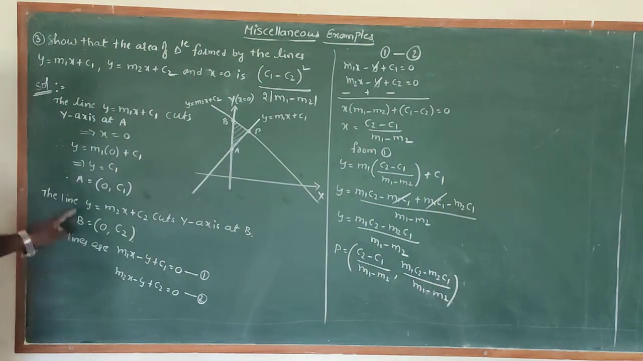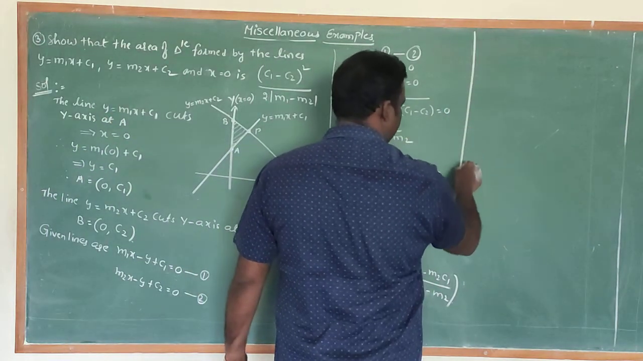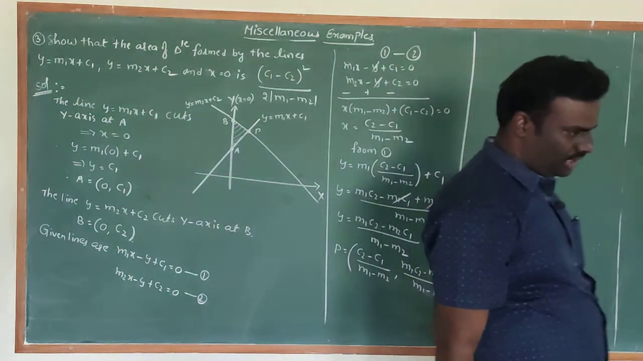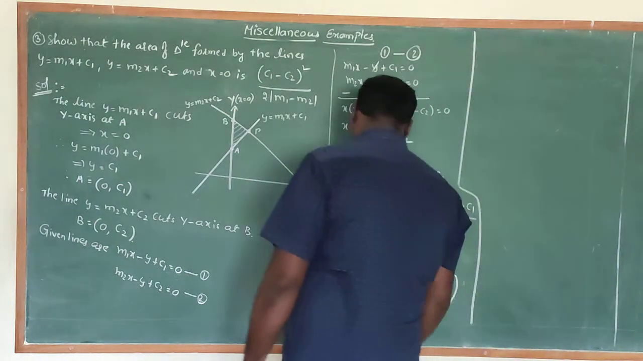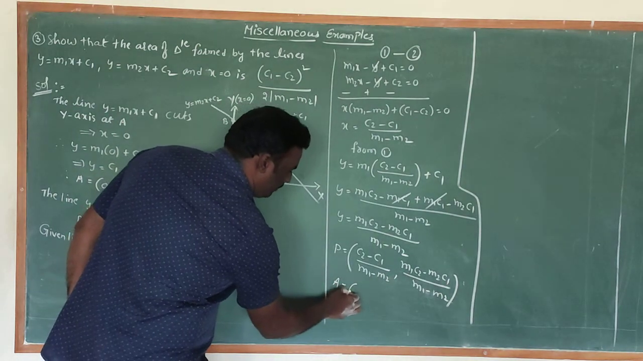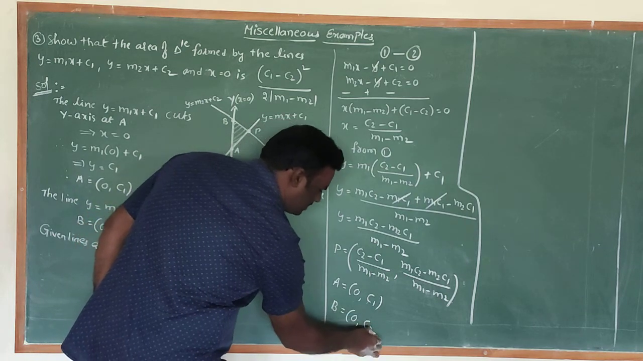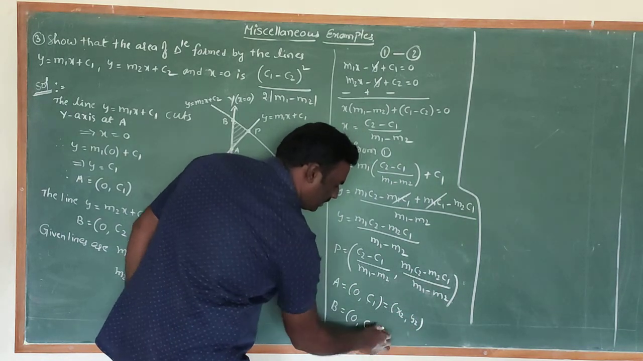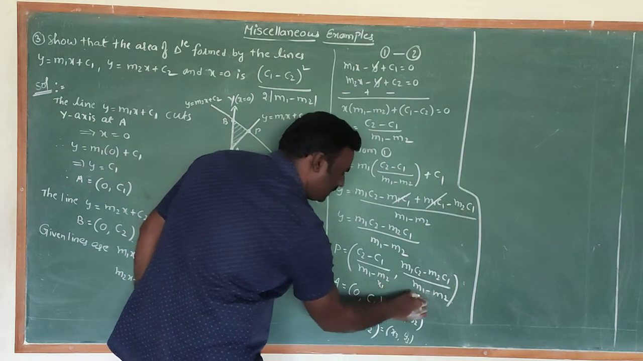Then finally we know the A point, B point and P point. If you know 3 points, we know how to find the area. Here only I am writing. A point is (0, c1), B point is (0, c2). This is x2, y2, this is x3, y3 and this is x1, y1.